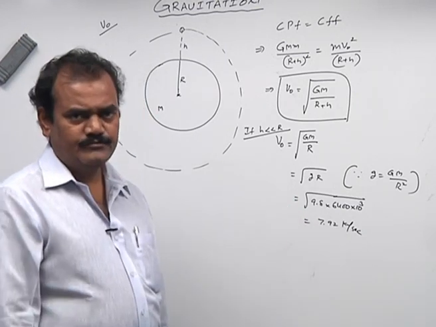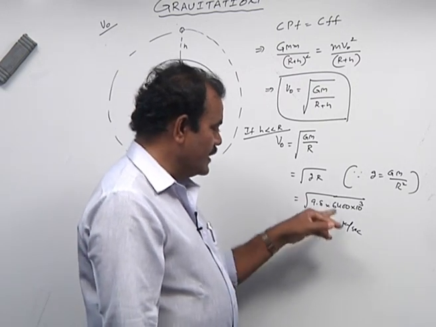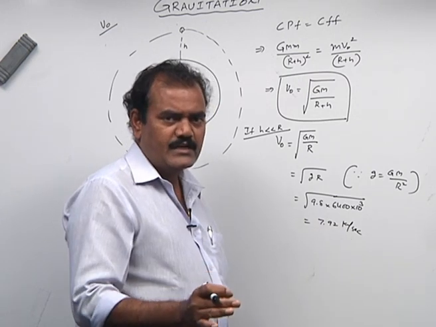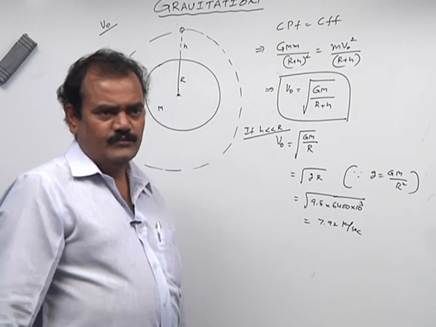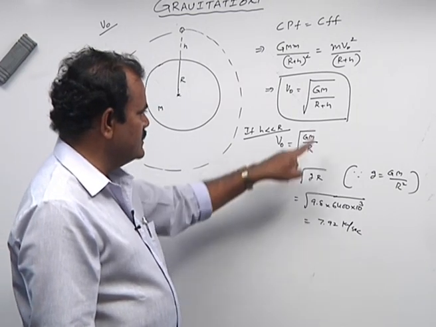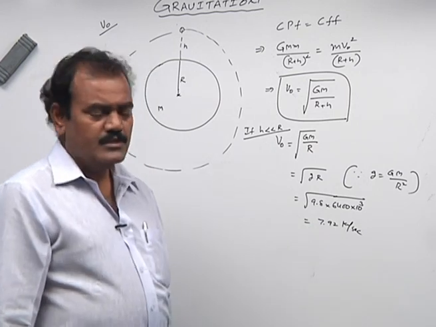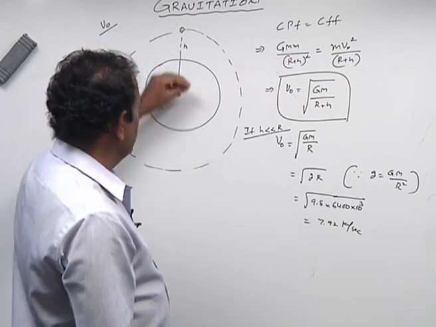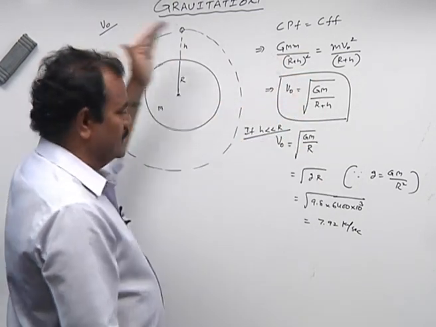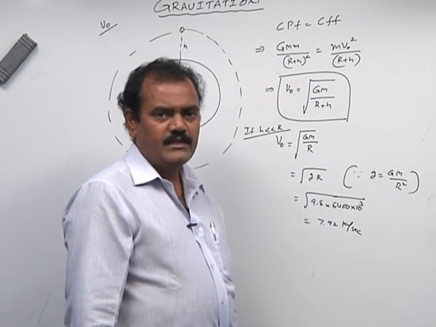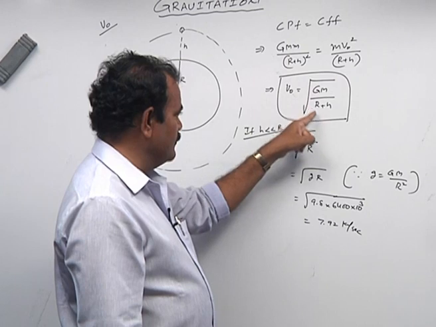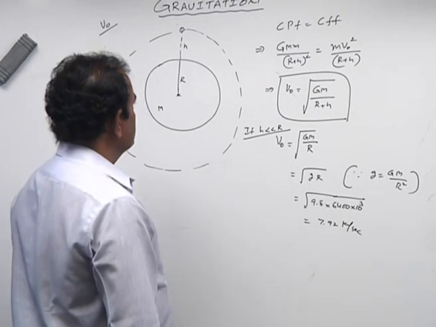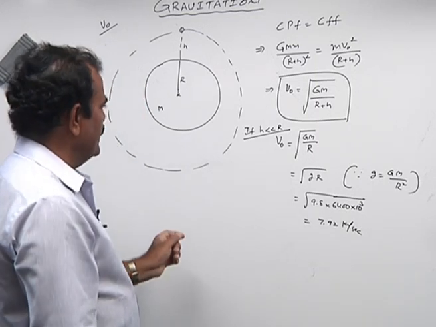This 7.92 kilometers per second is an imaginary value only. All our satellites are rotating at less than this value. Why? Because 7.92 is the velocity of a satellite where h is neglected. Practically, h cannot be neglected at all, because the satellite has to be taken to a greater height, and only then will it rotate around the earth. If h is not neglected, this value becomes less than 7.92 kilometers per second. So this is the orbital velocity of a satellite.